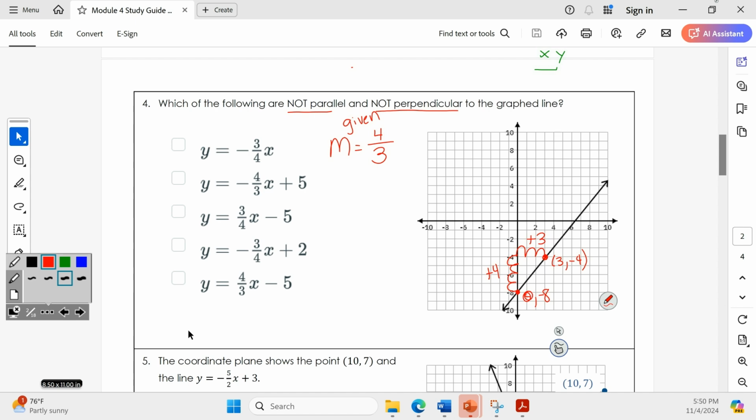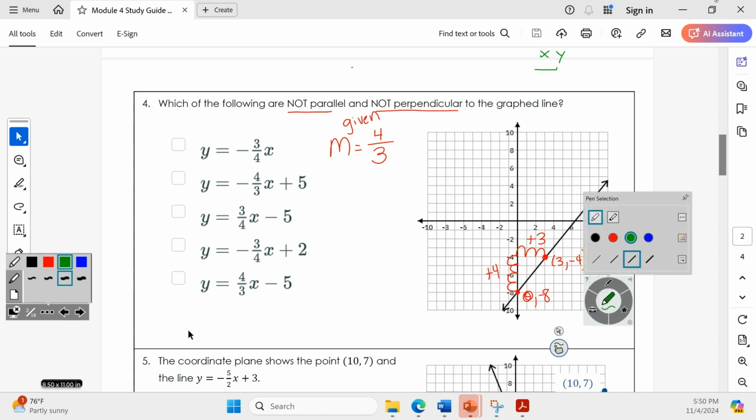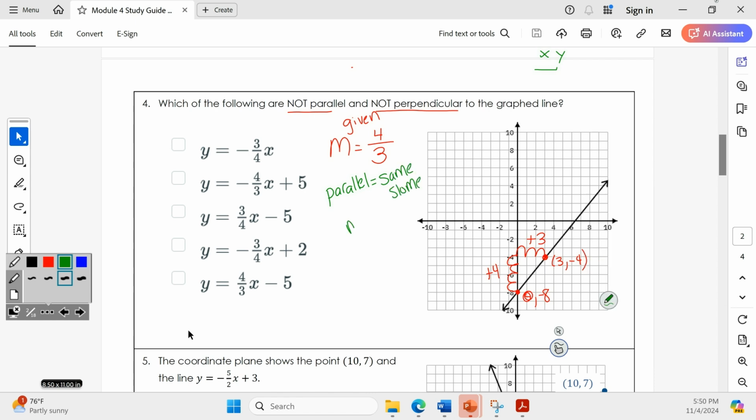If that's my given line, then if I want a slope of a line that is parallel, remember that's the same slope. So the m would also have to equal 4/3. So any one of these lines that has a slope of 4/3, I can eliminate because I'm looking for the one that is not parallel. So this one is parallel, so I'm going to cross it out because it's parallel to the given line.